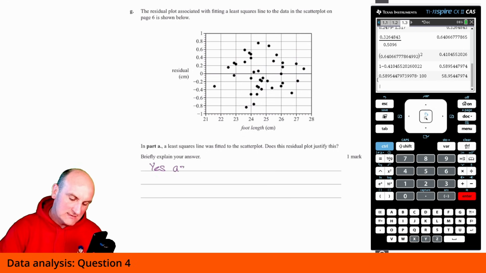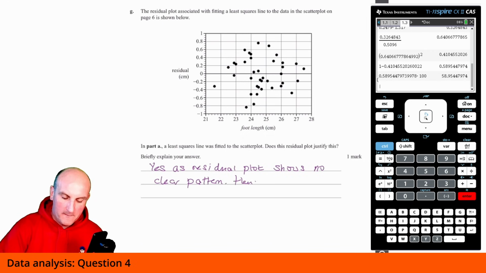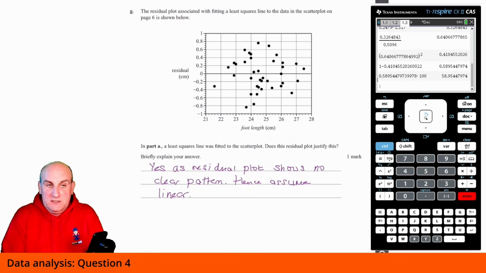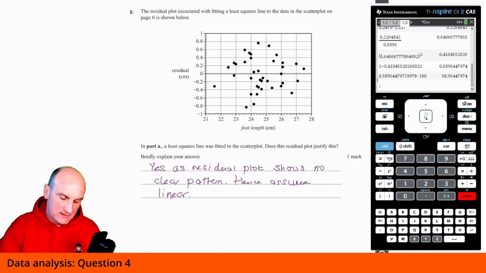So yes, because we want to answer the question, does this residual plot justify it? Yes, as residual plot shows no clear pattern, hence assume linear. All right, and there we go. Something along those lines. I mean, does it have to be that exact sentence? Probably not. But you know pretty much what it is they're looking for.